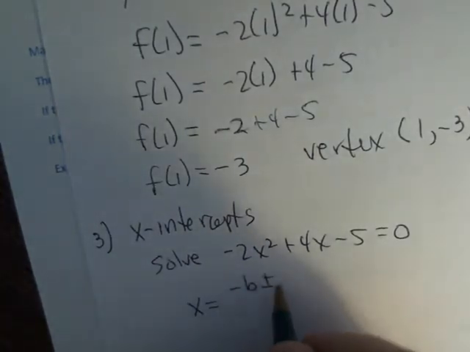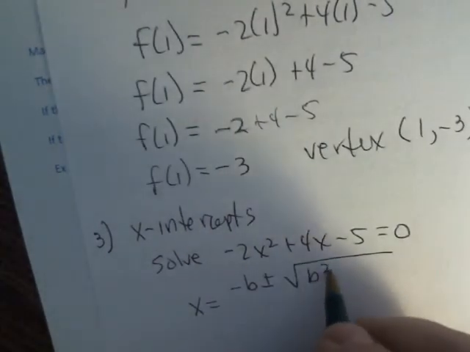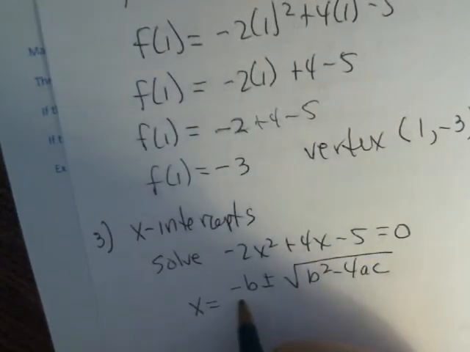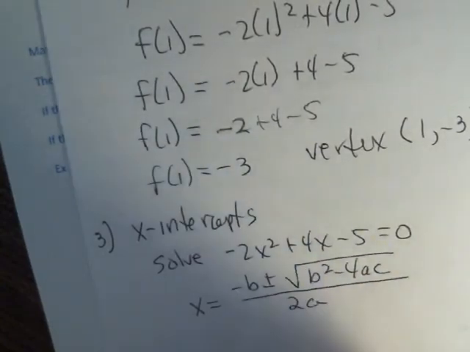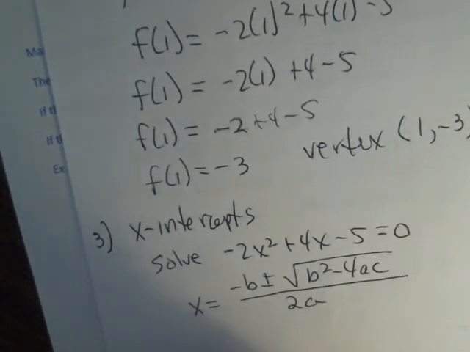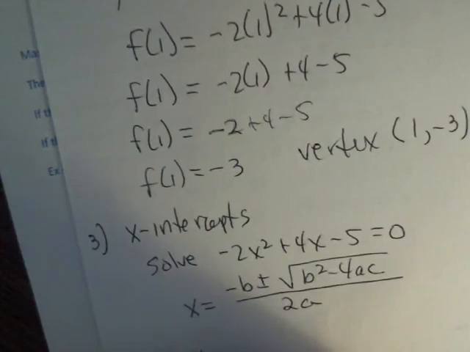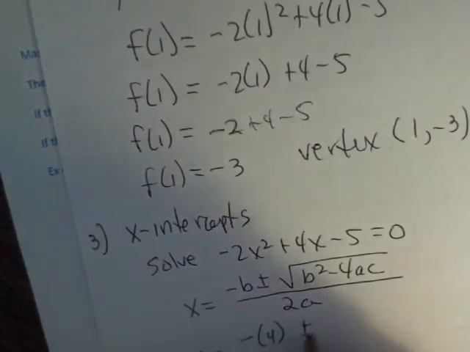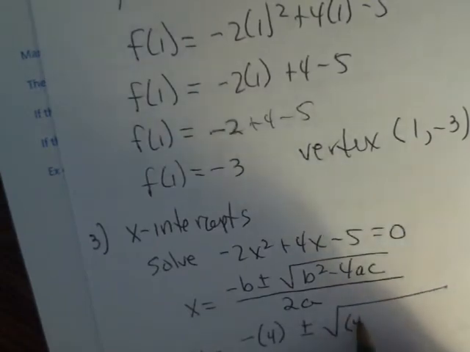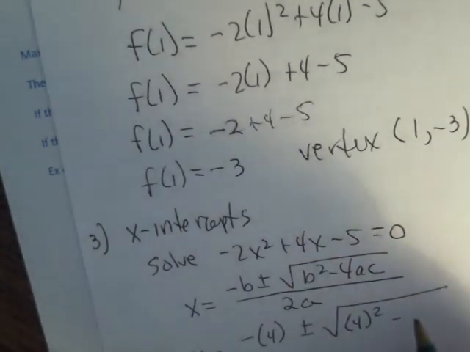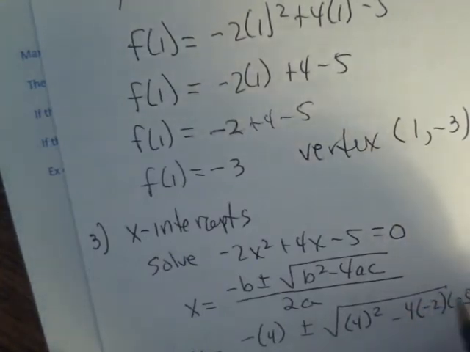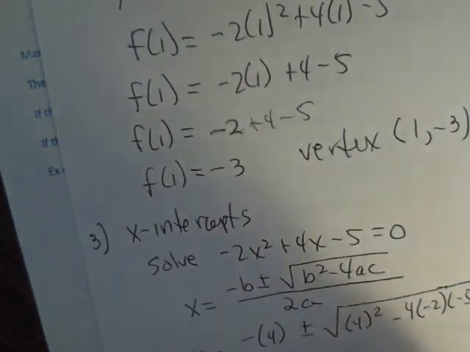So minus b plus or minus the square root of b squared minus 4ac all over 2a. Now I'm going to substitute. So minus 4 plus or minus 4 squared minus, be careful here, 4 times a times c. So you've got to watch your signs here.